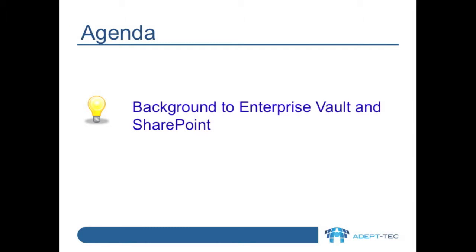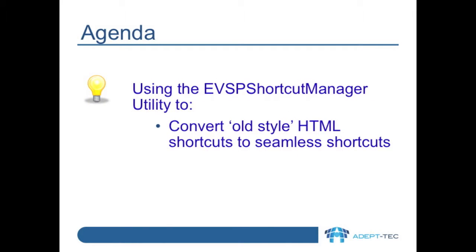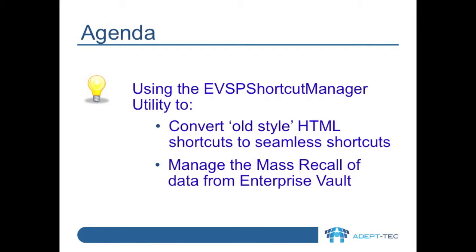We'll cover a little bit about Enterprise Vault and its history with SharePoint, and then I'll go through the two main uses of this tool called EVSPShortcutManager. The two main uses of this tool are to convert HTML shortcuts to new style seamless shortcuts, and secondly to do mass recall of data back from Enterprise Vault to SharePoint.